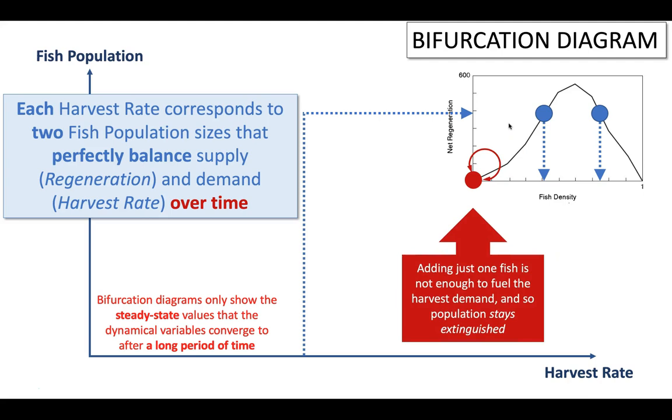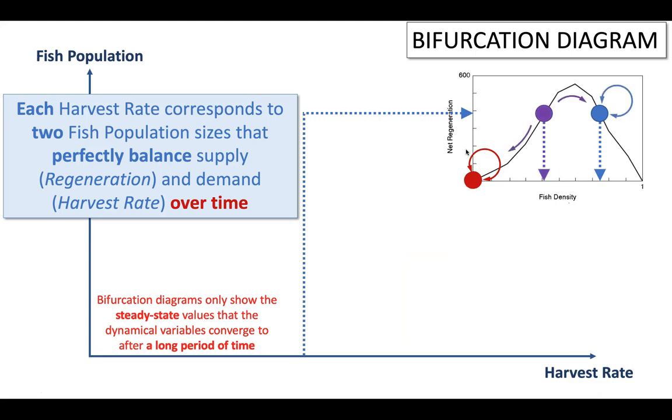If I add just one fish in the no fish equilibrium while I'm trying to harvest at this higher rate, that one fish will get gobbled up almost immediately. Even if it can produce a few offspring, that one fish and its few offspring will also get gobbled up almost immediately, and then I'll have no fish again. So the no fish solution is also a stable equilibrium.